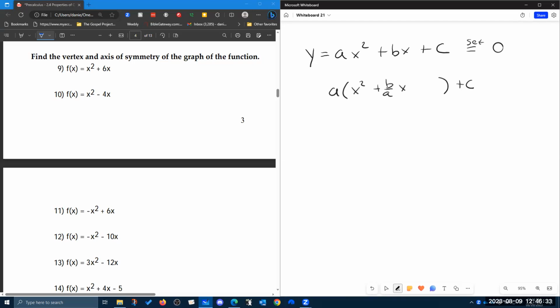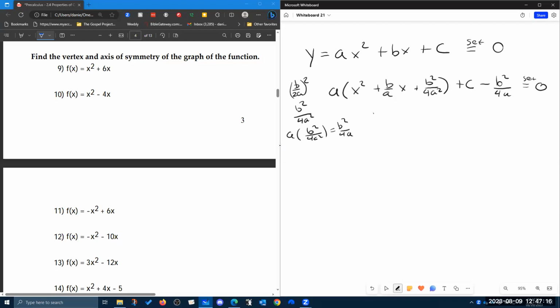And now I want to find what it is that's going to complete the square on the inside here. So that's going to be b over 2a, squared is going to be b squared over 4a squared. If I look at what I just added, I added a times b squared over 4a squared. I added b squared over 4a. So that's what I'm going to subtract out here.